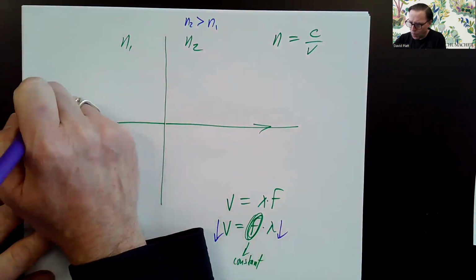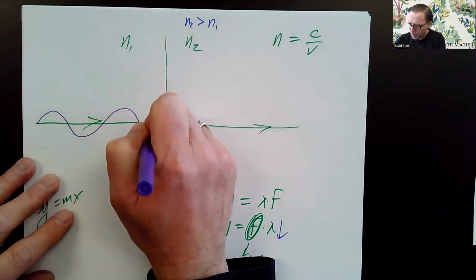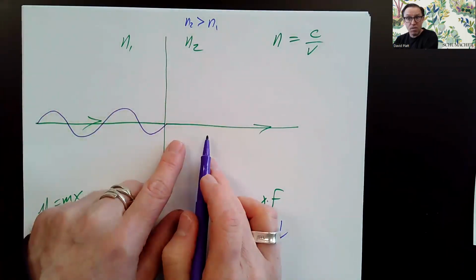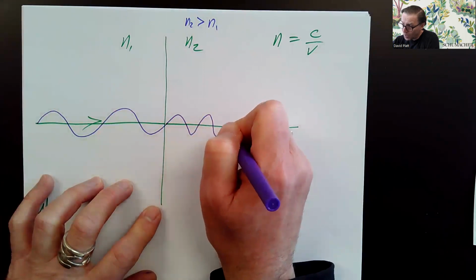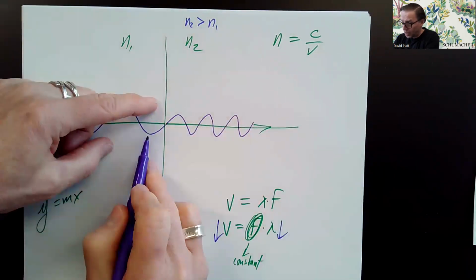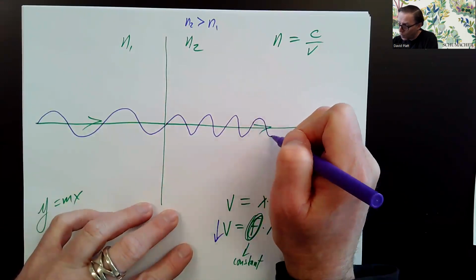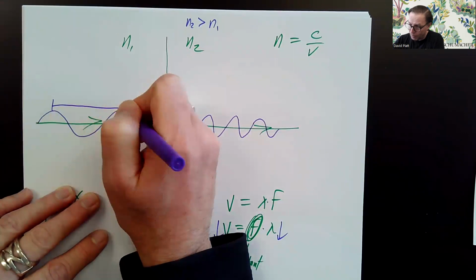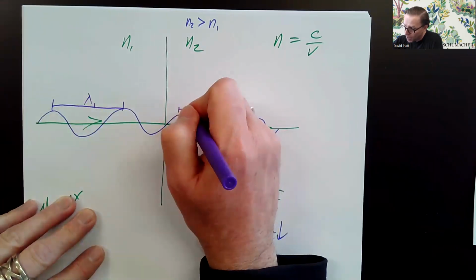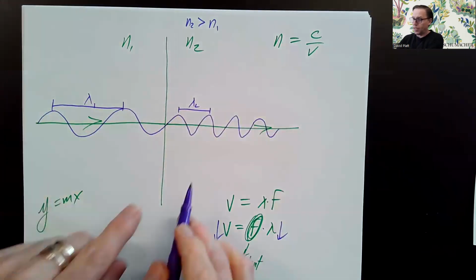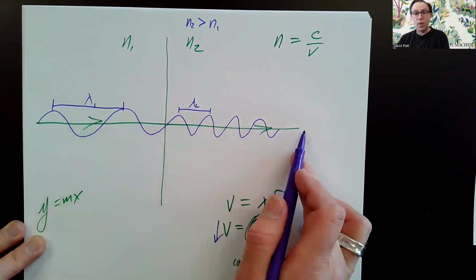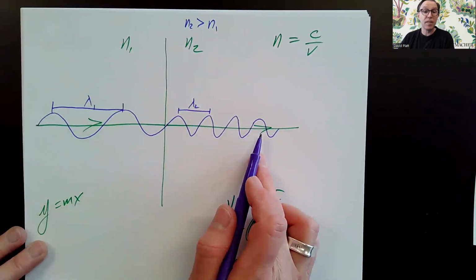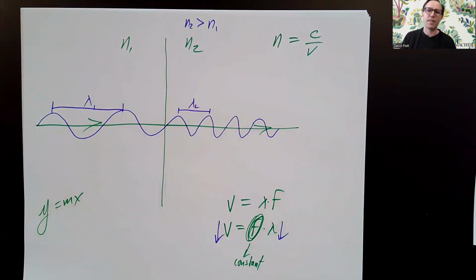What might that look like? Let's draw a wave. And then if we slow down, that's going to be a smaller wavelength, not a smaller amplitude. Notice that my amplitude is staying the same, but a smaller wavelength. Here's my original wavelength, lambda 1. Here's my new wavelength, lambda 2. And you can see lambda 2 is definitely small compared to lambda 1. So our light, when we're transmitted, changes velocity. That also means it changes wavelength.